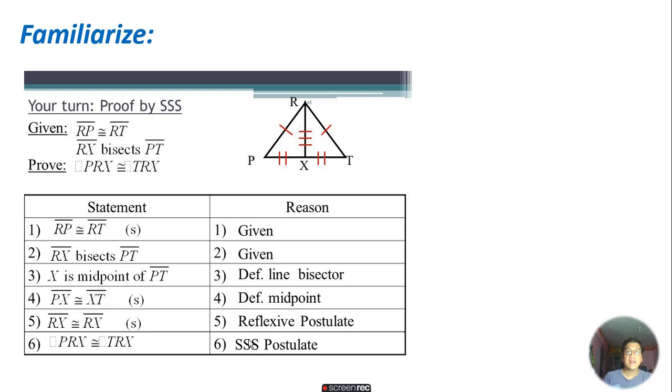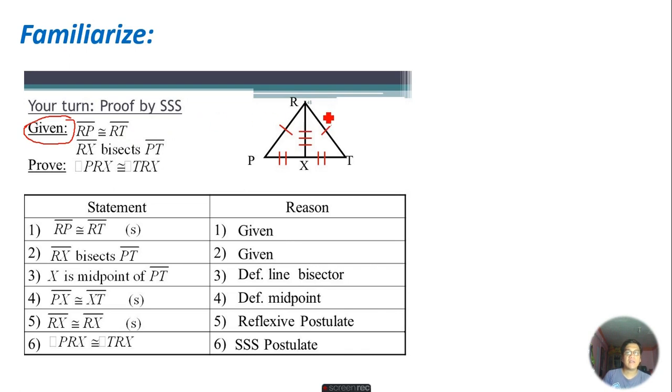So, let's first be familiarized with the two-column proof. This is a particular way to illustrate triangle congruence by proving using two columns. Two-column proof. So, we are always provided with the given portion. This is the given portion. The given portion would tell us the clue. If we go to the figure, in this case, line segment RP is congruent to line segment RT.